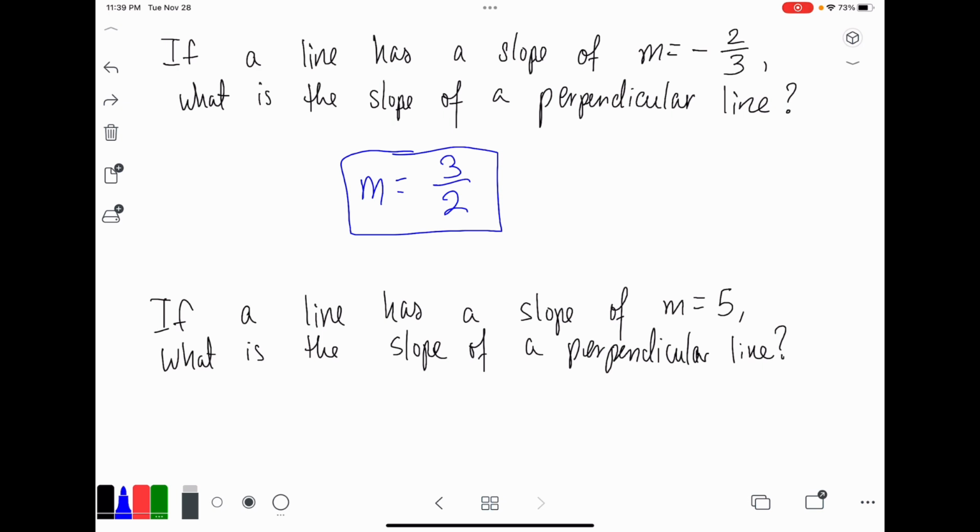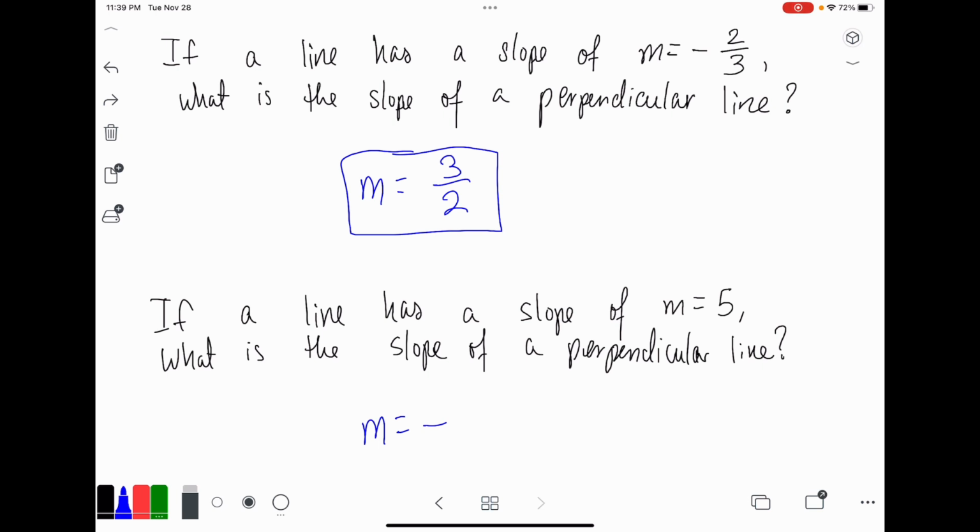Let's take a look at the second example. If a line has a slope of 5, what is the slope of a perpendicular line? Well, first of all, because our given slope is positive, the perpendicular slope will be negative.